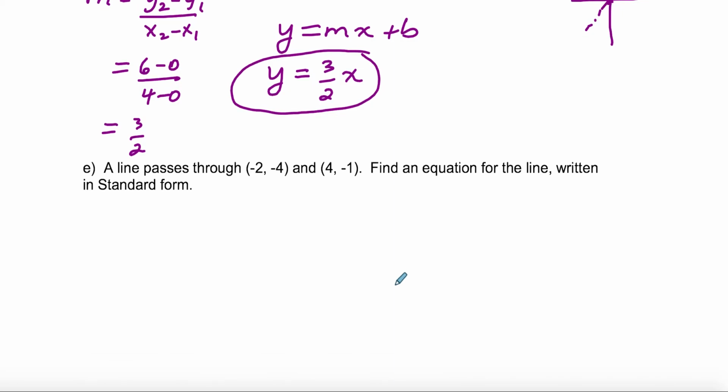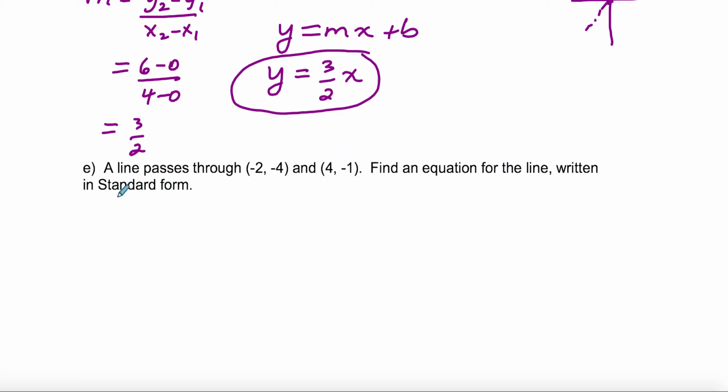Okay, last example has a little twist at the end. So a line passes through -2, -4, and 4, -1. So I'm given 2 points again, same old thing. Lots of algebra to find our answer. Find an equation for the line written in standard form.